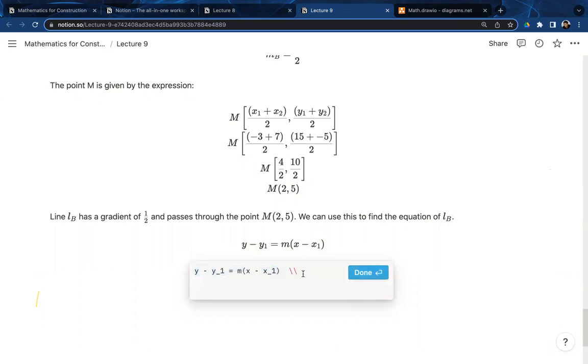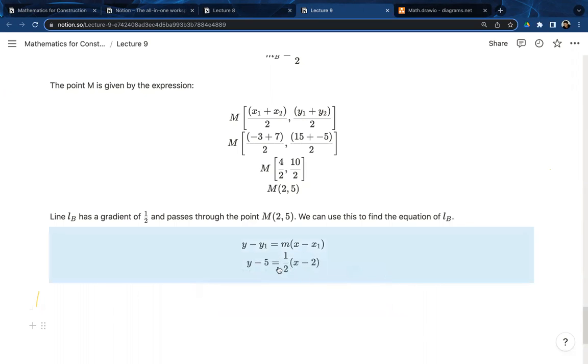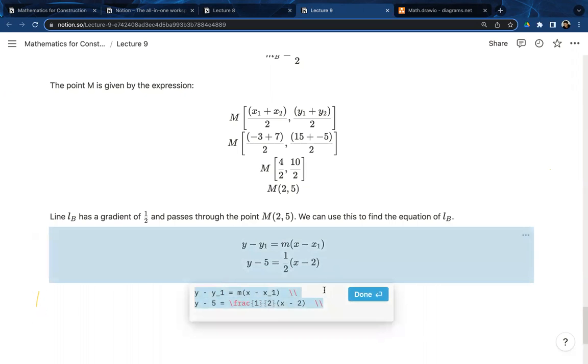So what we'll do, we write this equation again. And what is y1? In this case is 5, right? So y minus 5, x1 is 2, and the gradient is a half. All right, so a half by that. So I could simplify this now.